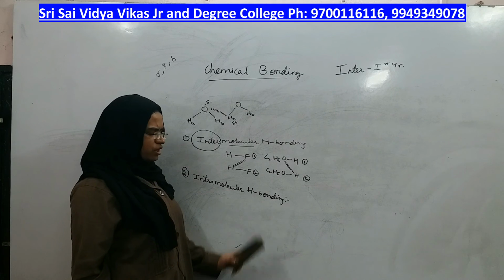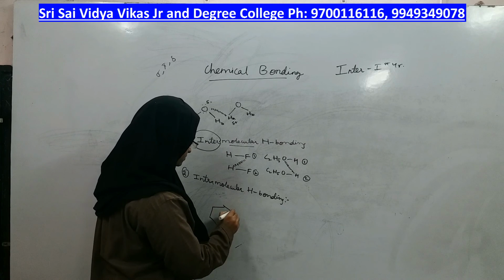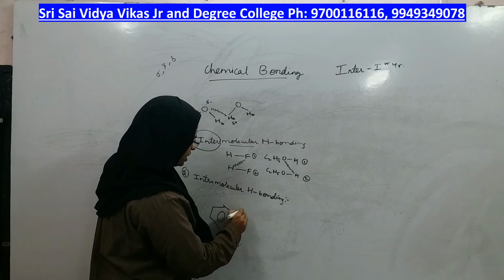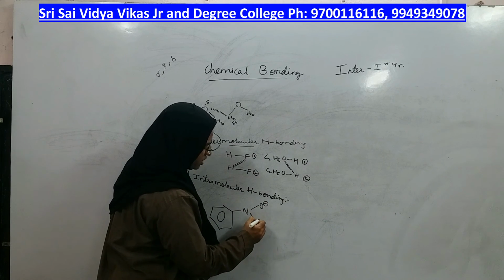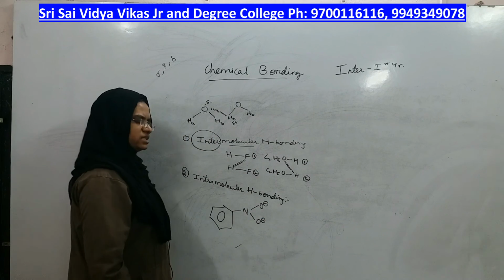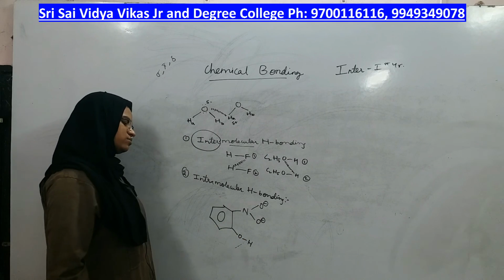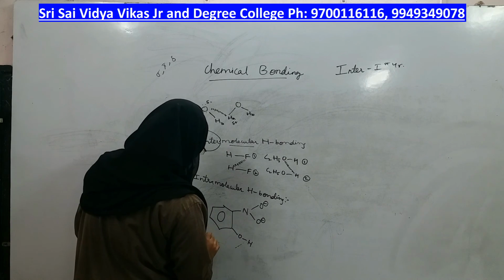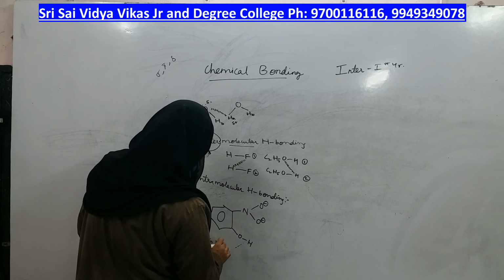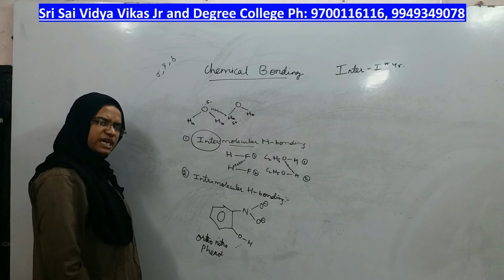But in intramolecular hydrogen bonding, for example, if a molecule is large, what is the name of this molecule? Orthonitrophenol is the name of the molecule. Is it small or large in size? It is large in size.